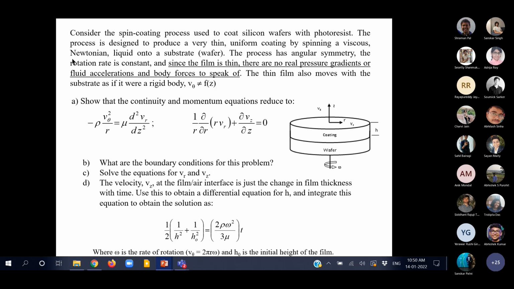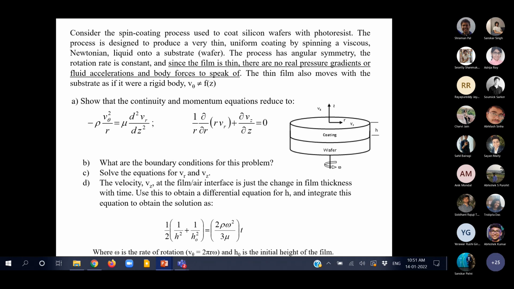Okay, so it's a viscous Newtonian liquid which is being applied on a rotating wafer, and the process has angular symmetry. The rotation rate is constant, and this part I have underlined. The film is very thin, so there cannot be any real pressure gradient because the top is open to atmosphere, and the accelerations and body forces are unimportant for this case. And the thin film moves with the substrate as if it's a rigid body. So V theta is not a function of z.